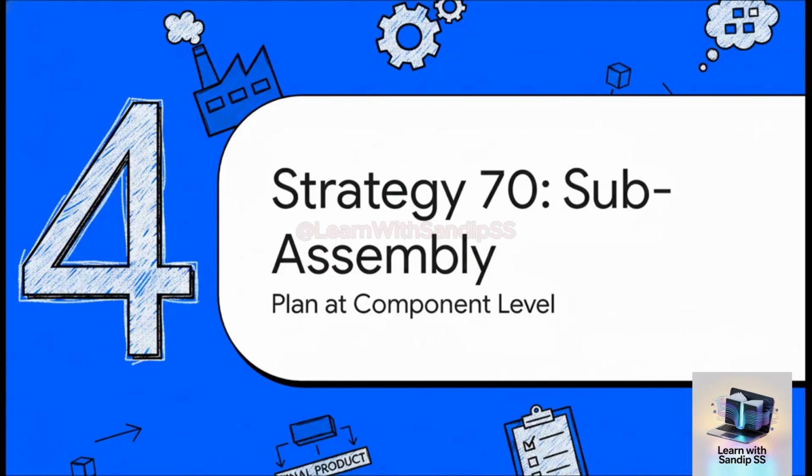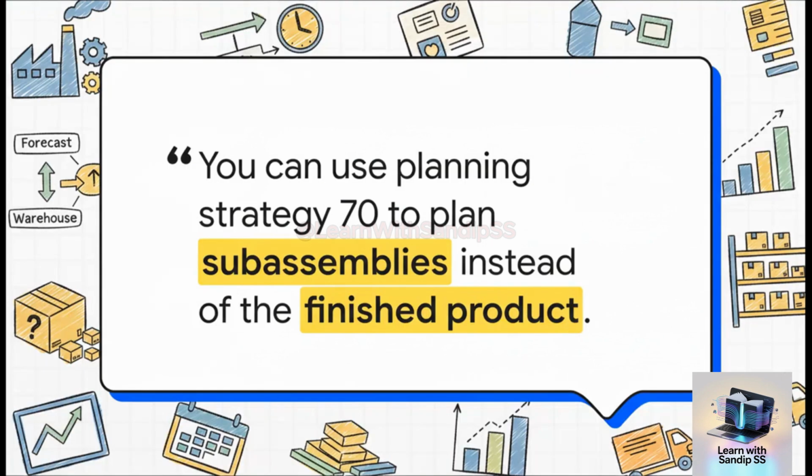All right, time to level up to our most advanced strategy for today. What happens when it's just way easier to forecast the demand for common parts than it is for a bazillion different finished products? Well, this is exactly where Strategy 70 comes into play. And this is the core idea right here. Instead of trying to forecast finished cars, which come in all sorts of colors and options, you just forecast a key part they all share, like the motor. You're basically planning one level down in your bill of materials.